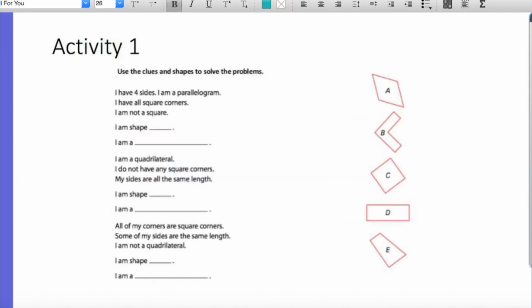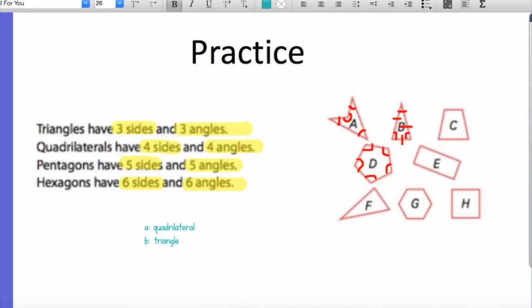Okay, let's go on to activity 1. So actually, let's go back real quick. I'll give you the answers to these, and then we'll go on to activity 1. I apologize. So C has 1, 2, 3, 4 sides and 4 angles, which makes it a quadrilateral. And some of you might have also said a trapezoid, because it has 1 set of parallel lines and those 4 angles. So either one works there.